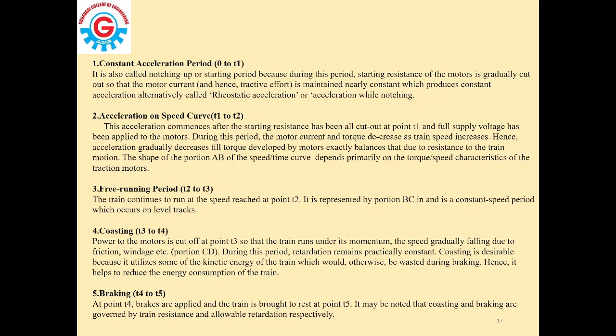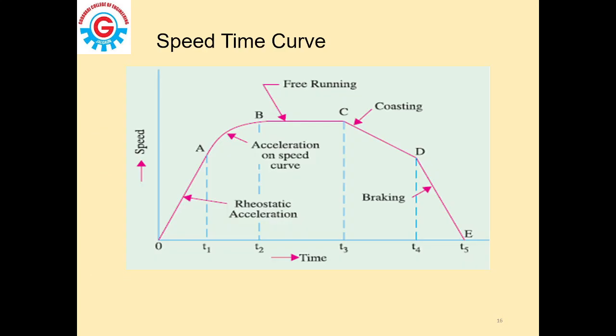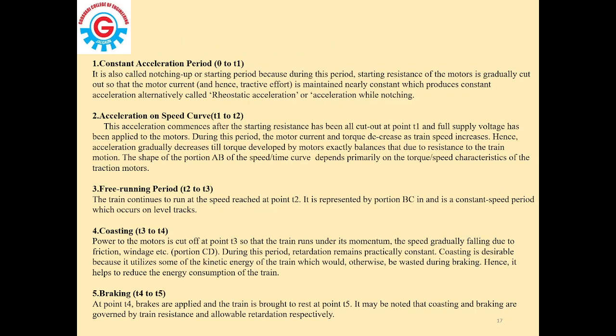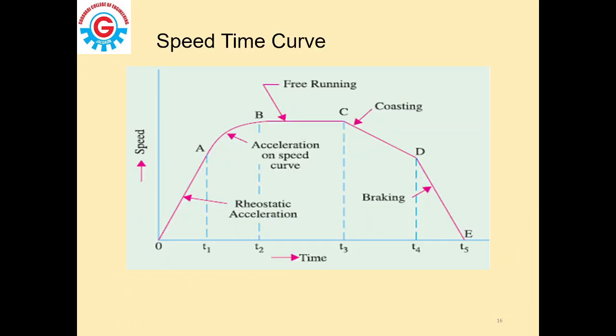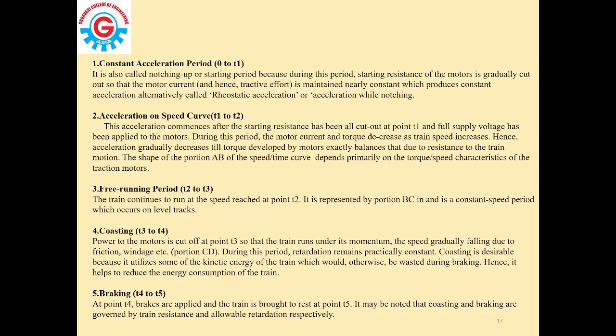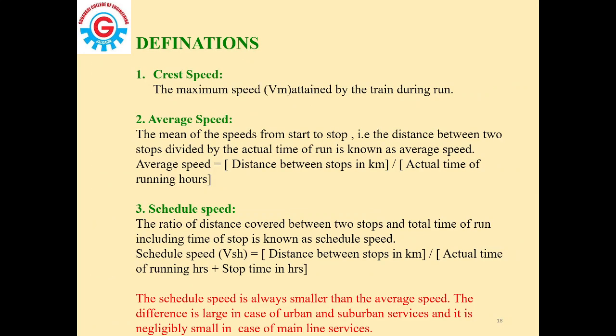And then the last curve starts, that is braking, T4 to T5, that is the D to E point. At the point T4, brakes are applied and then the train is brought to rest at the point T5. It may be noted that the coasting and braking are governed by the train resistance and allowable retardation respectively. This is nothing but the speed time curve of the system.